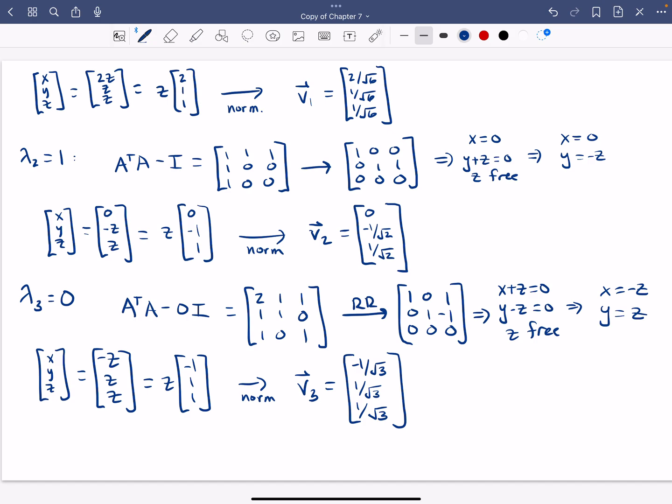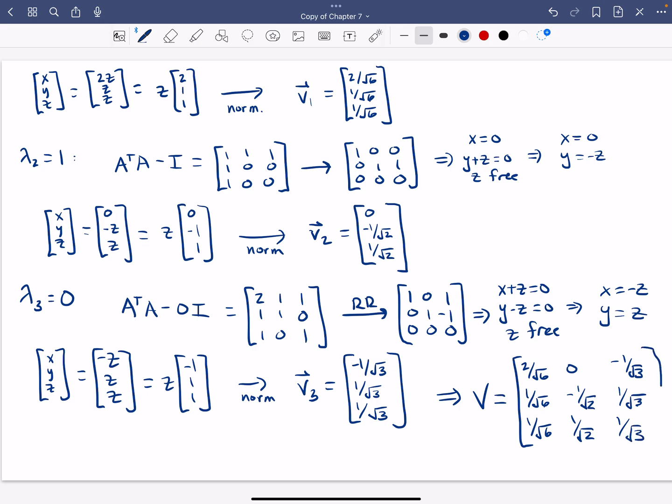And with this information, I can now build my V matrix. So my V matrix now is just 2 over rad 6, 1 over rad 6, 1 over rad 6, 0, negative 1 over rad 2, 1 over rad 2, and then negative 1 over rad 3, 1 over rad 3, 1 over rad 3.